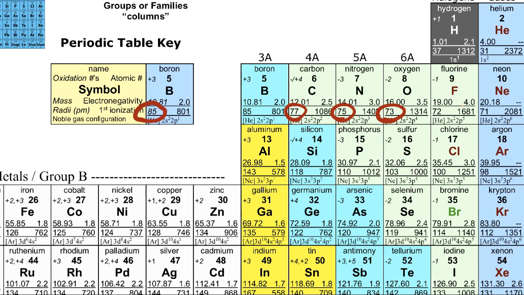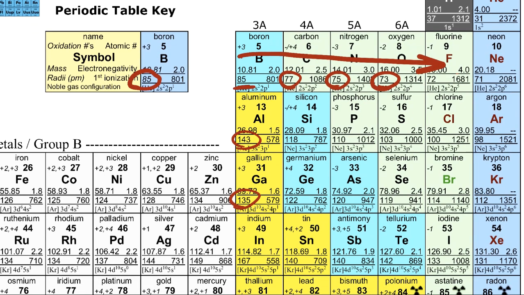As you're moving from left to right across the periodic table, the radius gets smaller. Your atom's size gets smaller and smaller and smaller. How about if we go down the periodic table? Well, again, boron, it's got 85. Aluminum, 143. We have gallium, 135.